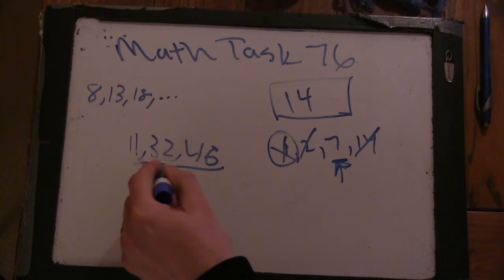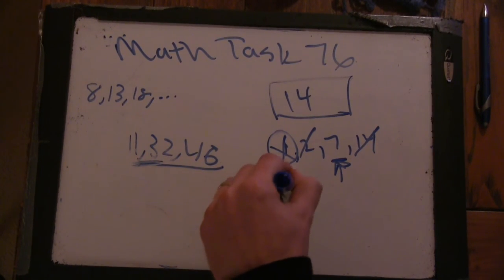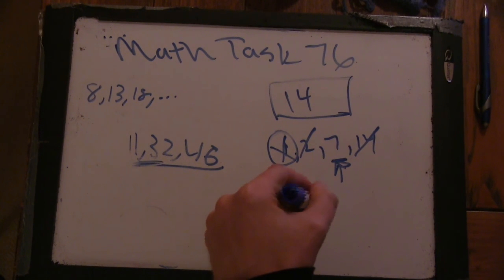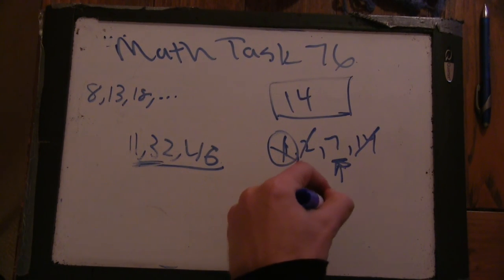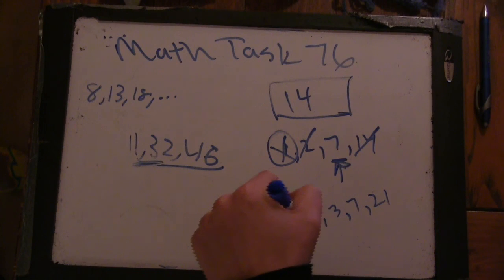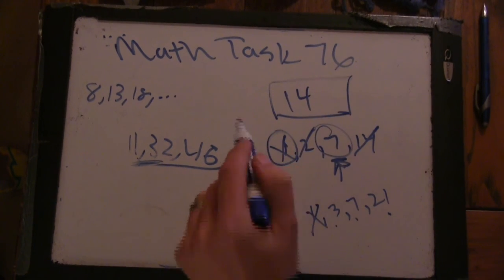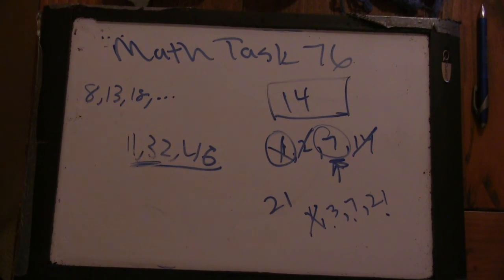Also, the difference between 11 and 32 is 21. So it has to be an odd divisor of 21. That would narrow it down to 1, 3, 7, and 21. We know it's not 1. And then the other one narrows it down as well. So looking at the differences helps.